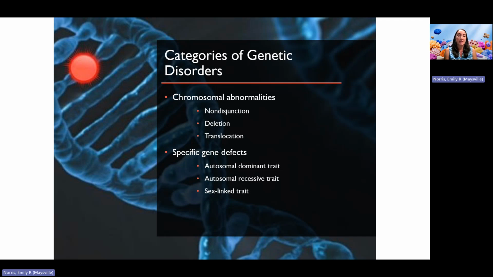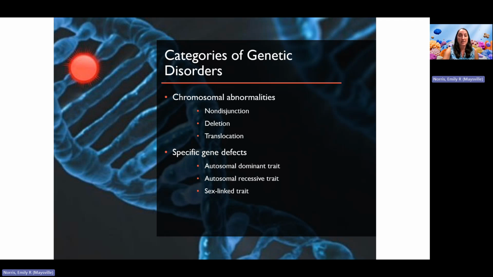Under specific gene defects, some are autosomal dominant traits. That means one parent has the gene, or the gene spontaneously mutates to become changed in that way. If it's autosomal recessive, then a parent is a carrier for the disorder and they have the gene, but it's not expressed. So they may or may not know that they have that gene.